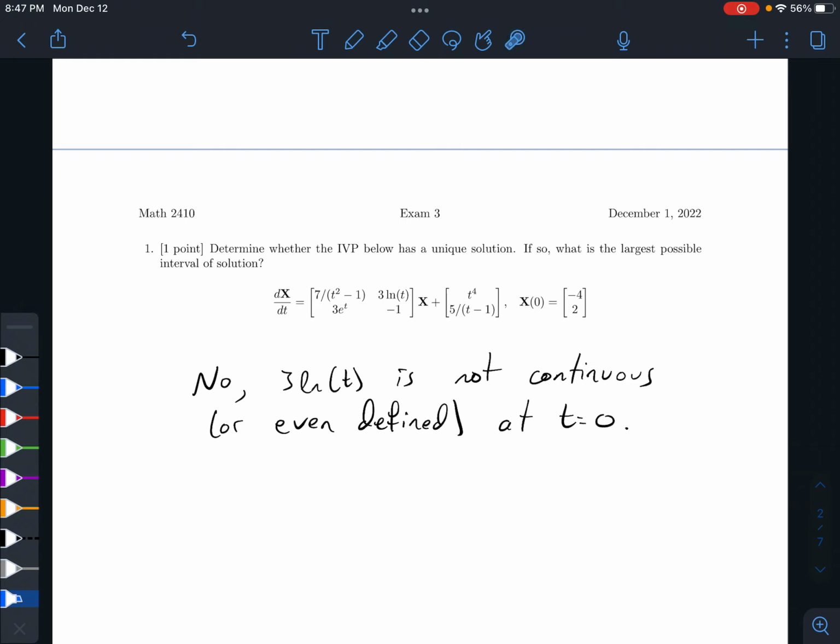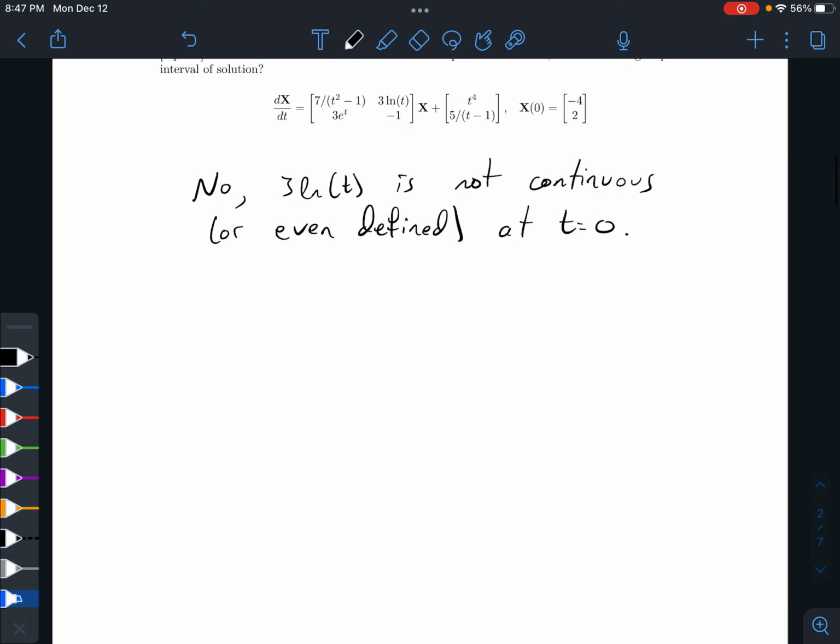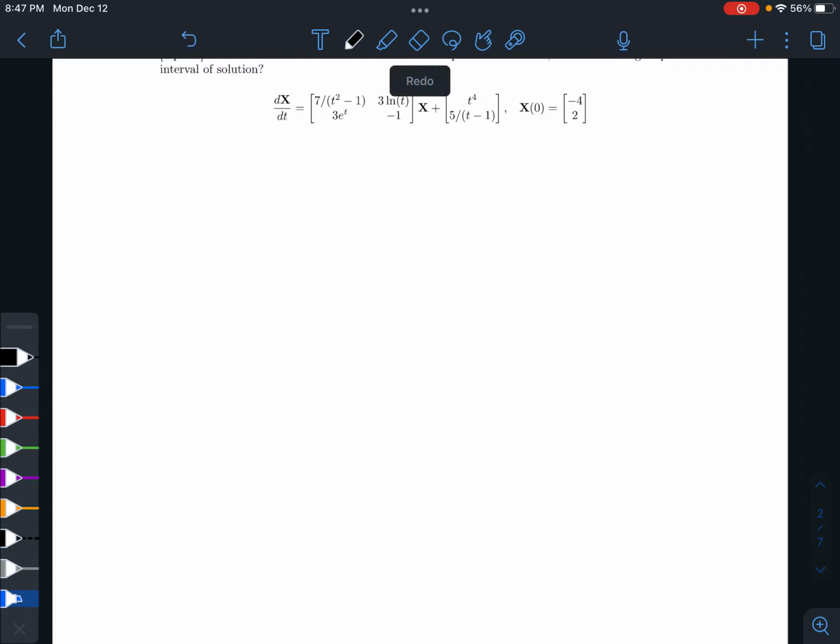So 3 ln of t is not continuous or even defined at t equals 0, so the answer would be no here. Okay. This is my second take doing the video, so I can just undo and redo here.